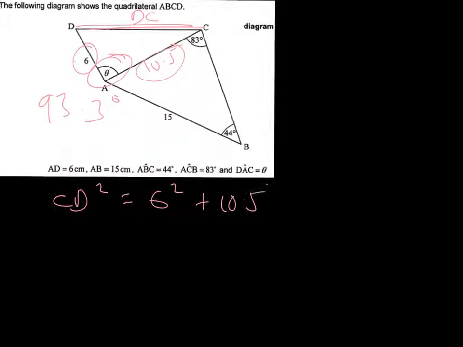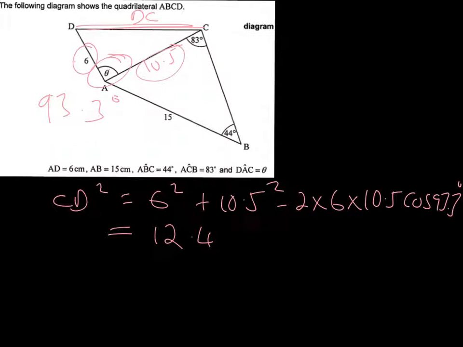And we are then told to find length CD. So remember, we've already found AC, which is 10.5. We have got two sides and the included angle. So in order to work out the third side here, DC, we're going to use the cosine rule. So CD squared is going to equal 6 squared plus 10.5 squared minus 2 times 6 times 10.5 times cos 93.3 degrees, and that leaves me with a value of 12.4.